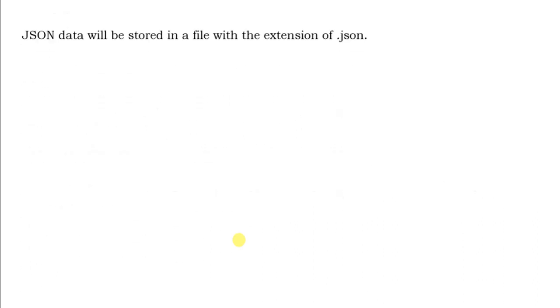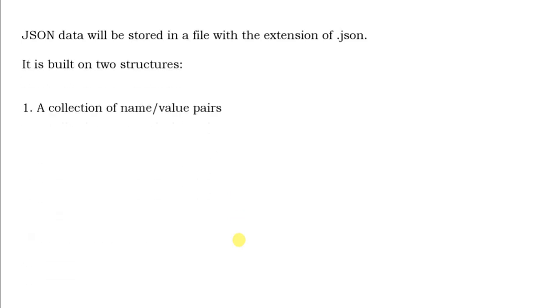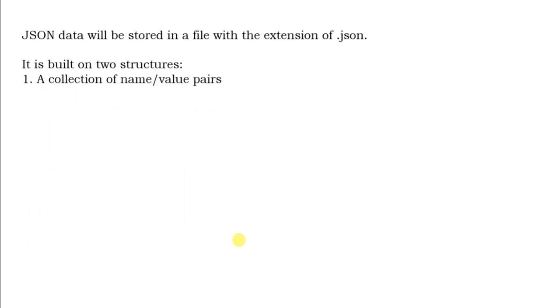JSON data will be stored in a file with the extension .json. If you want to save this JSON file, you can just save it by putting the extension as .json. It is built on two structures. One is a collection of name value pairs, and another one is an ordered list of values. Let us understand these two.